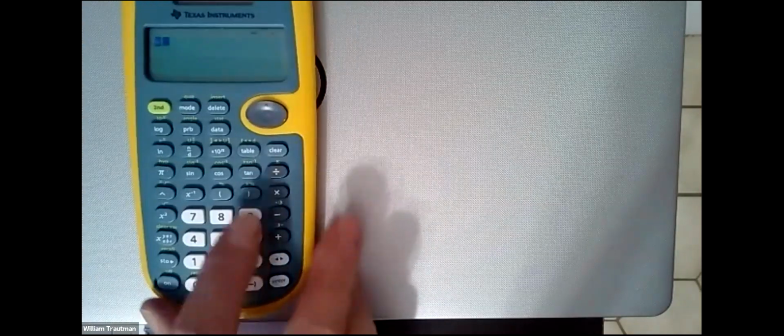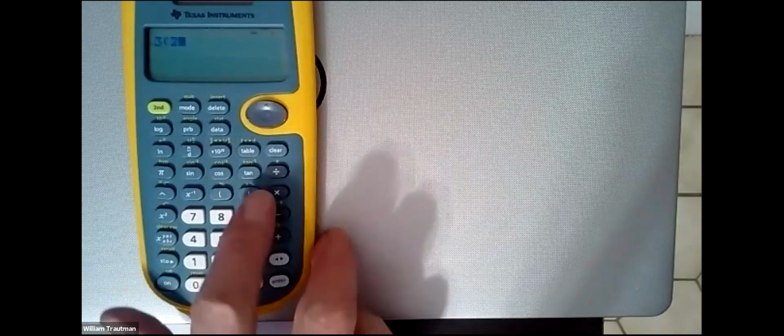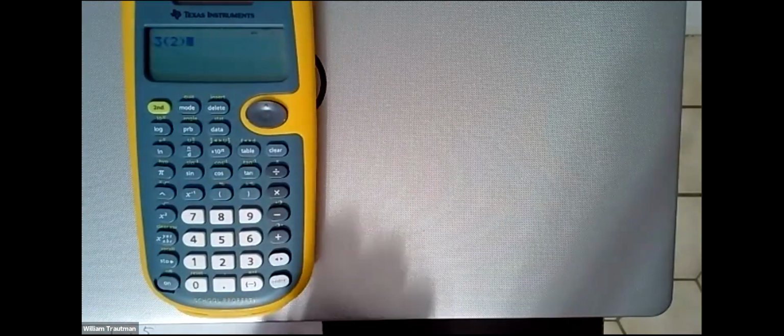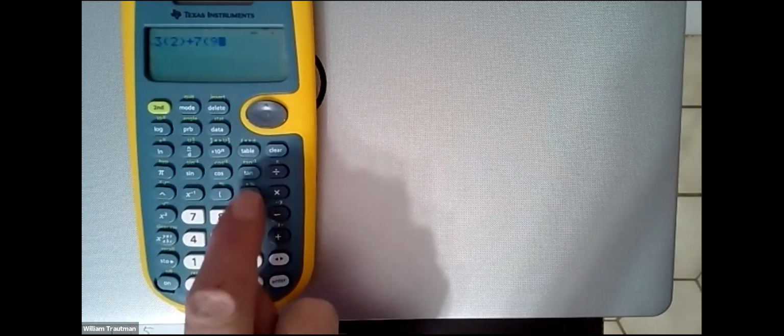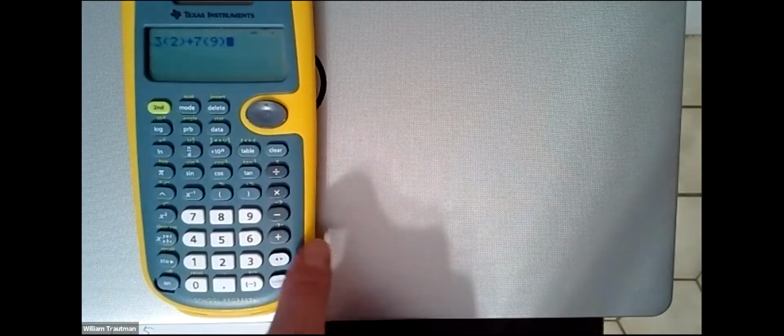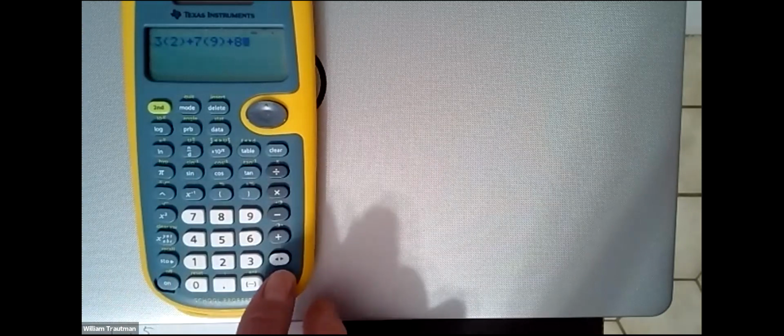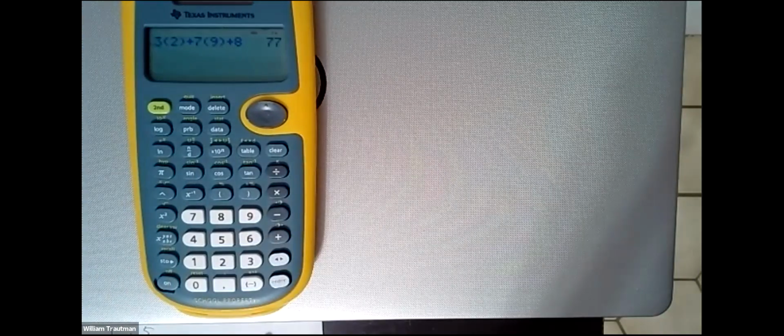I use the parentheses exactly as I see it. 3 parentheses, we put a 2 in that parentheses, plus 7 parentheses, we put a 9 in that parentheses, plus 8. And I hit enter and I get 77. So you want to type it in exactly as you see it with the parentheses and all. And then there's really no messing this thing up.